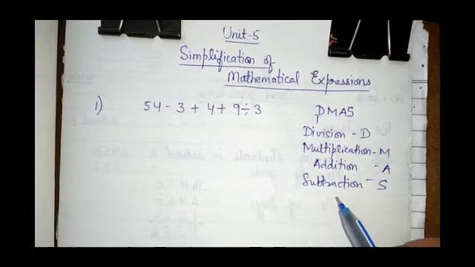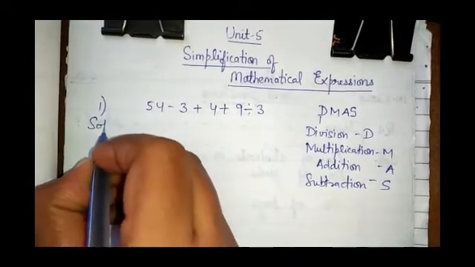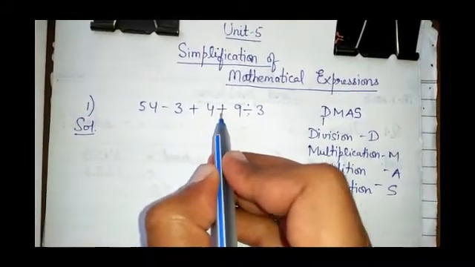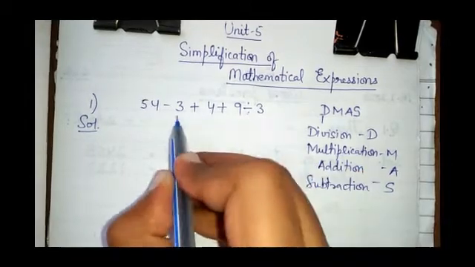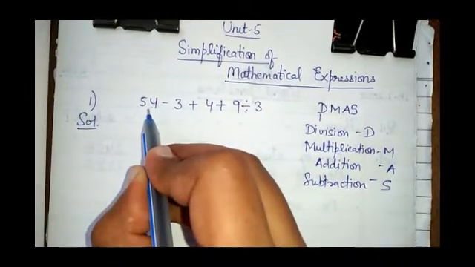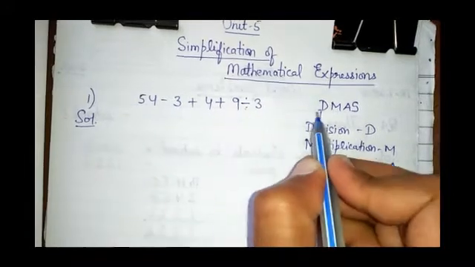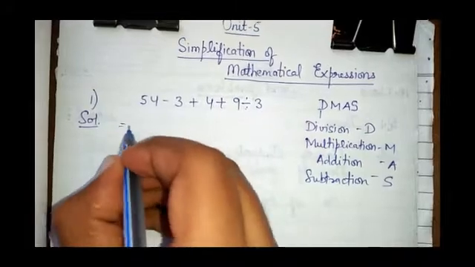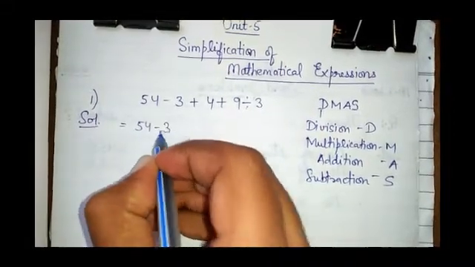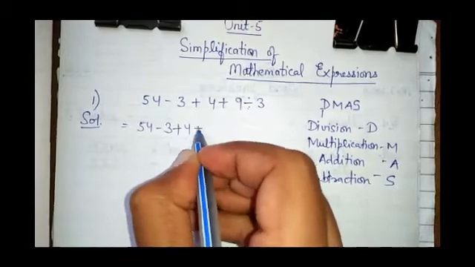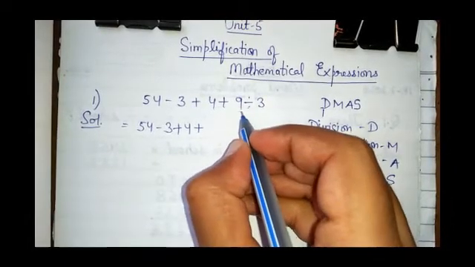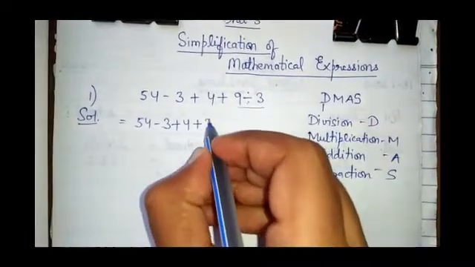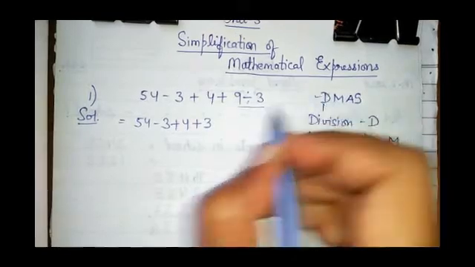Okay. Now let's see how we'll solve it. First of all, you can see here we have subtraction, we have addition, again addition, then we have division. So whatever is given to us first, we are not going to solve that. We are going to do according to this sequence. That means first we have to start with division. So we'll note down 54 minus 3 plus 4 plus, still here we'll note down, and we are going to do the division first. So 9 divided by 3, you all know, will get 3. So children, we have done division here.